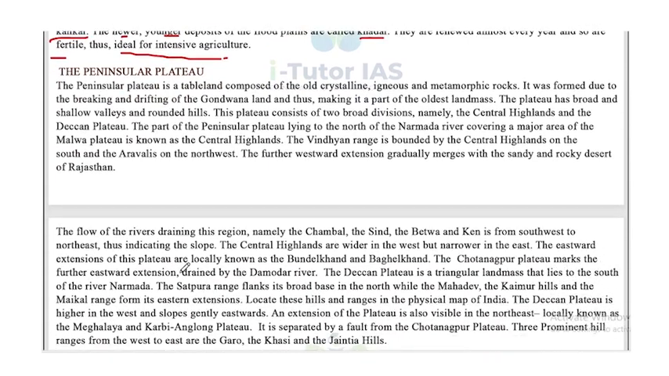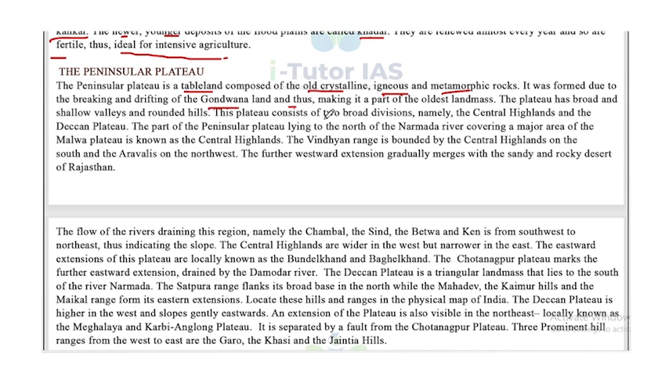Next one is the Peninsular Plateau. The Peninsular Plateau is a tableland composed of old crystalline, igneous and metamorphic rocks. Okay, so this is a tableland composed of crystalline, igneous and metamorphic rocks. It was formed due to the breaking and drifting of Gondwana land and thus is a part of the oldest landmass. The plateau has broad and shallow valleys and rounded hills.